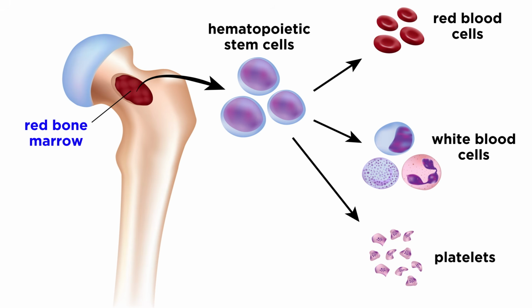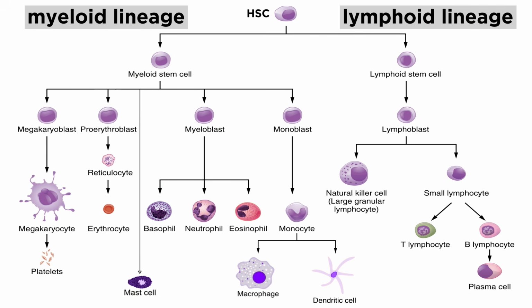Most immune cells originate in the bone marrow and develop from hematopoietic stem cells, which also give rise to red blood cells and platelets. To become a white blood cell, a hematopoietic stem cell can follow one of two major differentiation tracks, those being the myeloid lineage and the lymphoid lineage.